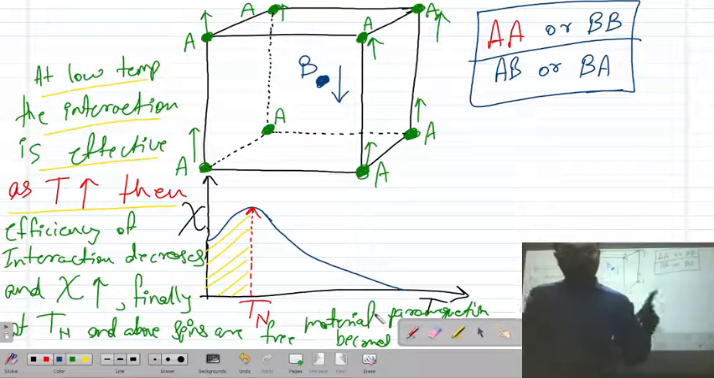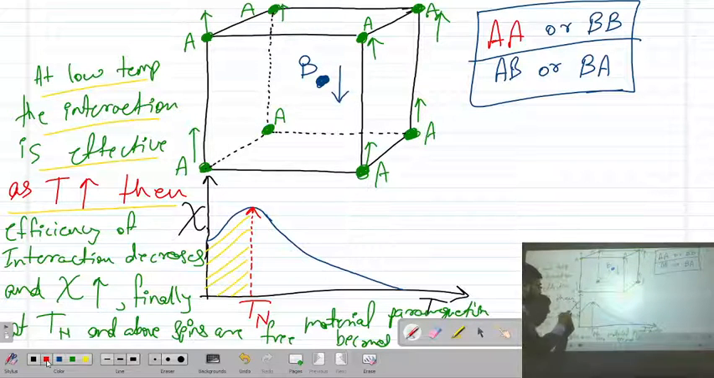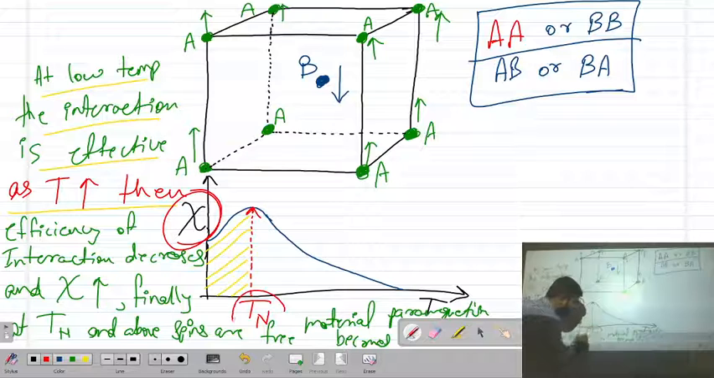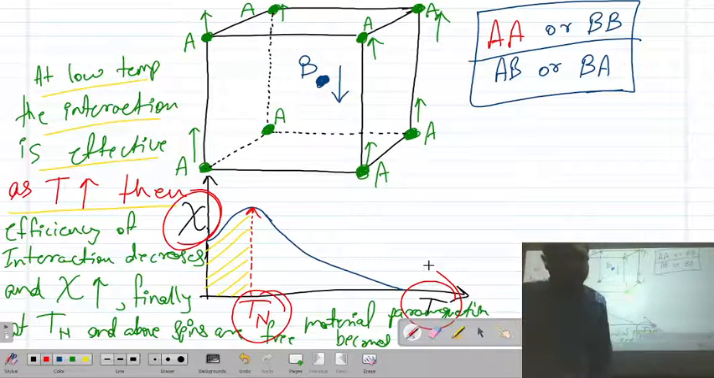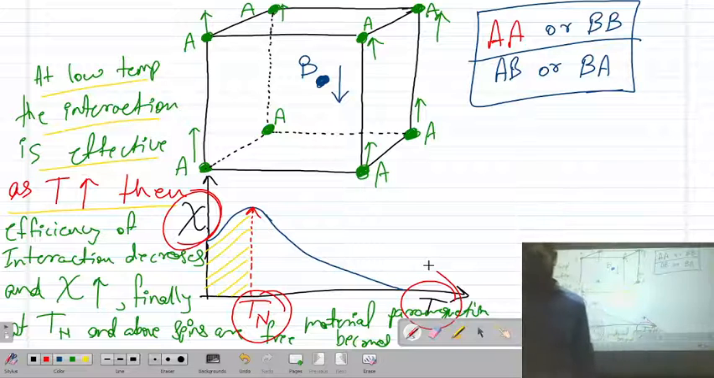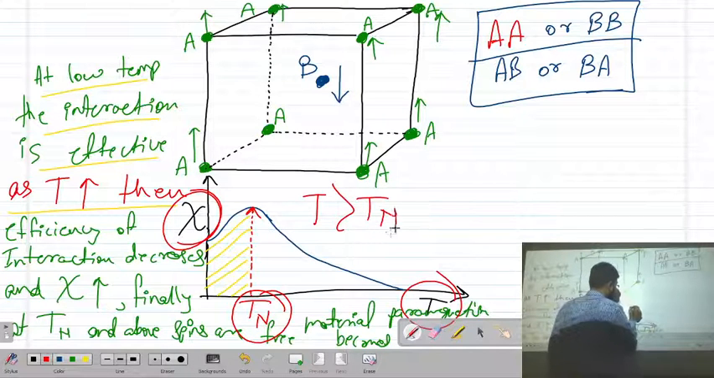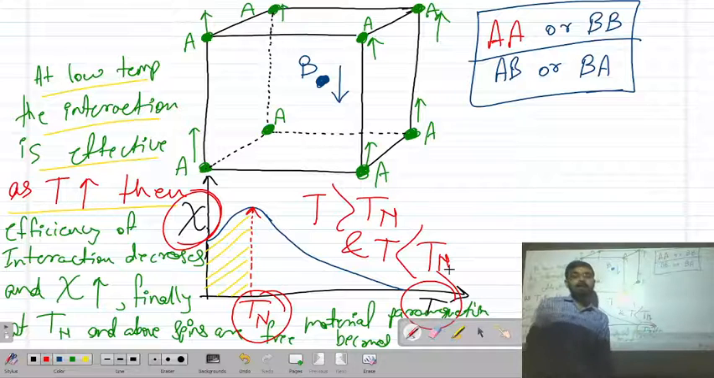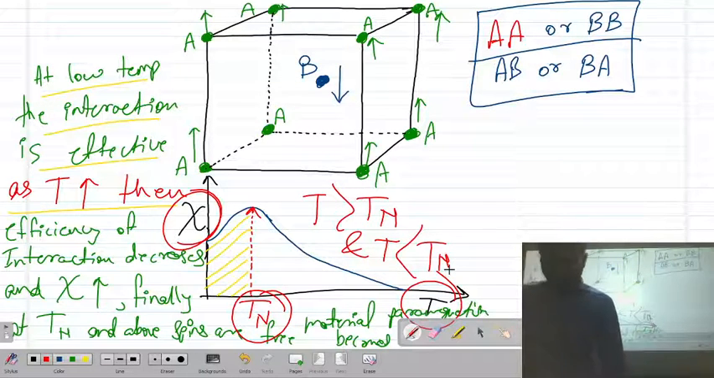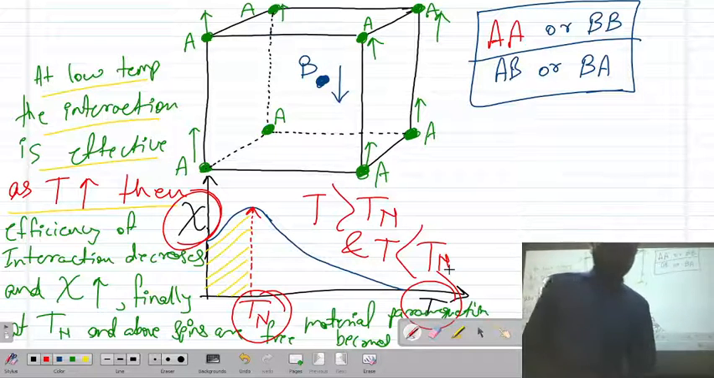Now we want to find out the relation between chi, Tn and T. In that case, we will have two cases: T greater than Tn and T less than Tn. So let us start our derivation considering these cases, right?